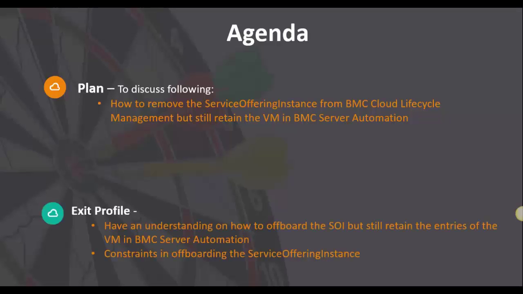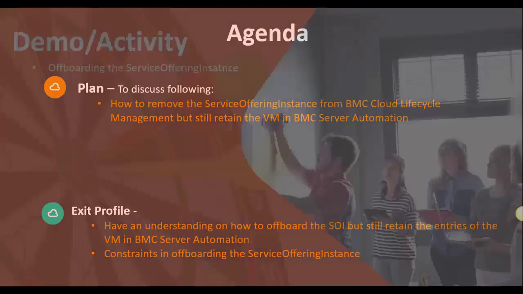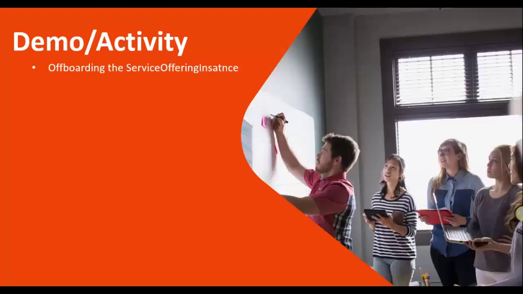Once you're done with the configurations, you will have an understanding of how to offboard the SOI but still retain that VM in BMC Server Automation, and the constraints in offboarding the service offering instance. During the demo, we'll talk about how you can offboard the service offering instance. Let's switch to BMC Cloud Lifecycle Management Administration Console and take a look at these activities.